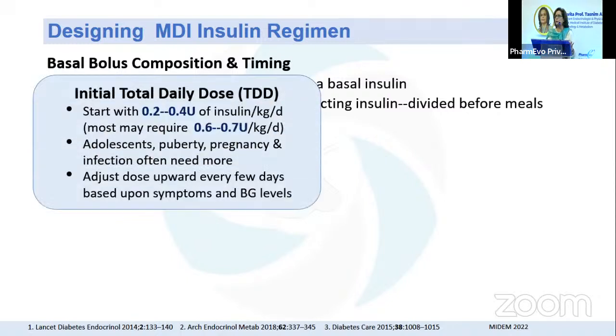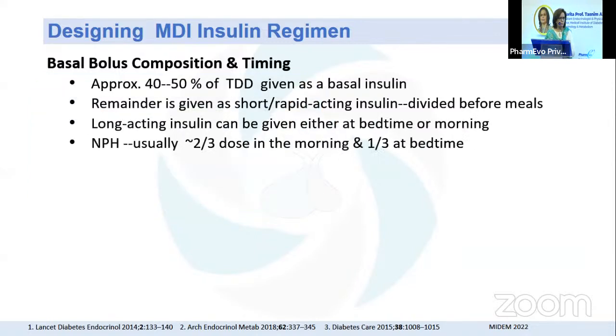I'm not going to go into the detail, but if you're going to insulinize a patient, then for type 1 diabetes, the initial daily dose is 0.2 to 0.4. You start with that dose, and then most people will require between 0.6 to 0.7 units. For type 2 diabetes, it can be much higher, but initial insulinization is like that. And I don't have the time to go into the detail. So the long-acting insulin can be given at bedtime or morning, but that is the basal analog. That can be given either at bedtime or in the morning.